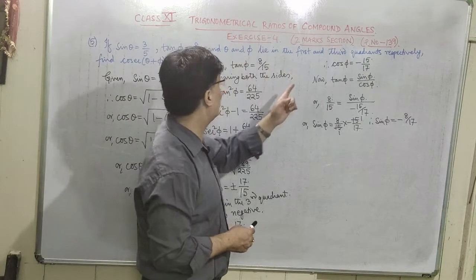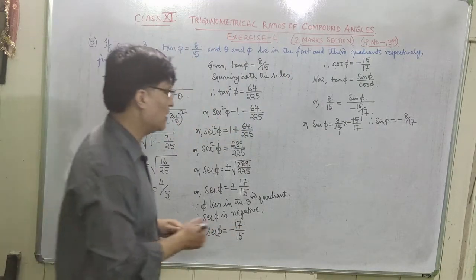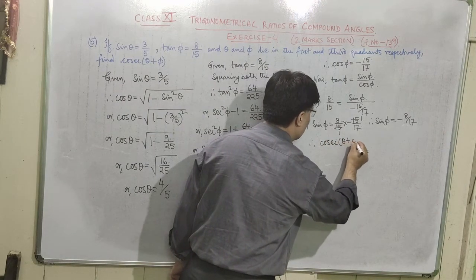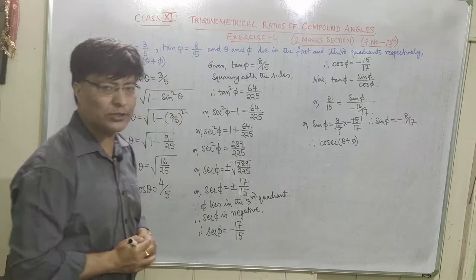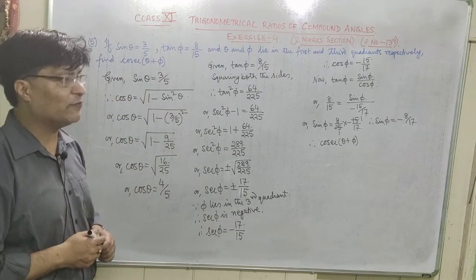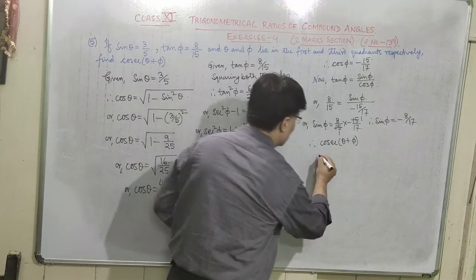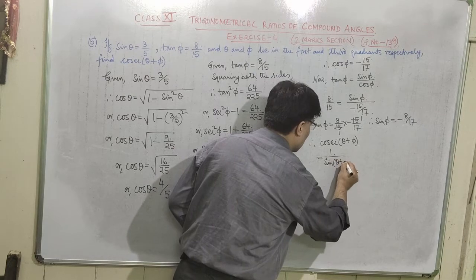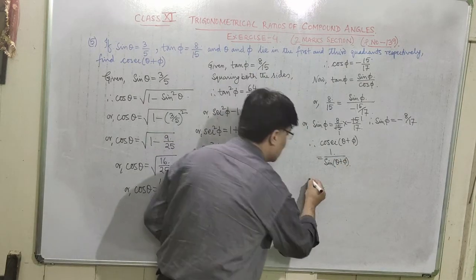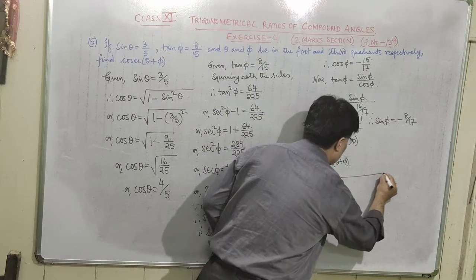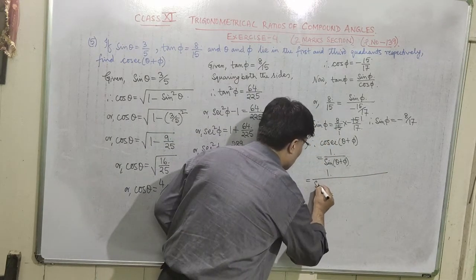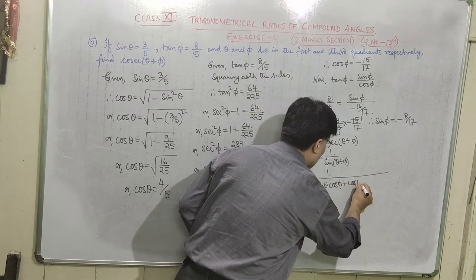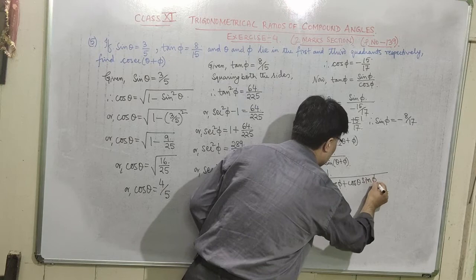Now let us get the value for cosec of theta plus phi, as asked in the question. What is cosec of theta plus phi? It is just the opposite of sine, so 1 upon sine of theta plus phi. What's the formula for sine of a plus b? Sine theta cos phi plus cos theta sin phi.